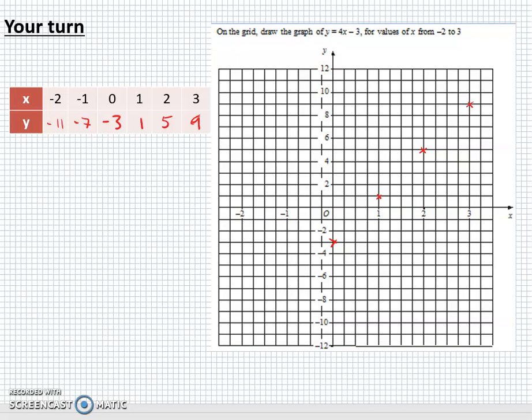And I've got -1, -7, -1, and -7 is here. And -2 and -11 is here. Okay, so now I'm going to draw a line that's going to fill my grid. So that is my line drawn through all my coordinates and extending the grid. Okay, so please mark your question or copy that down.